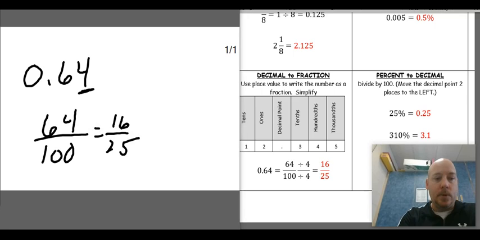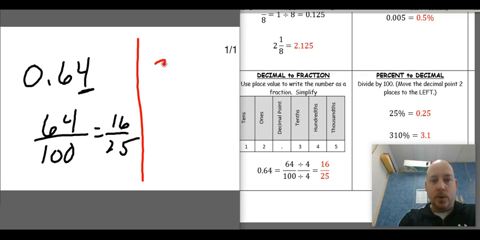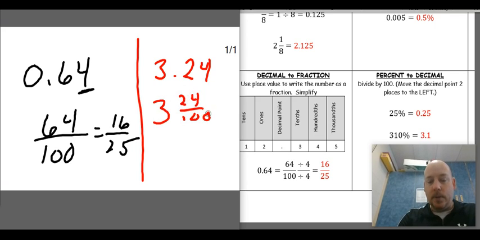Do one more of those. Let's say I had 3.24. I'd read that as 3 and 24 hundredths. Then that would simplify down into 3 and 6/25. So use that place value.